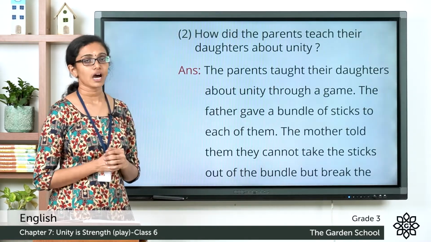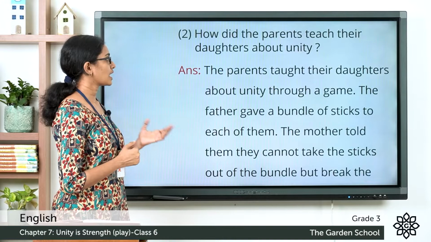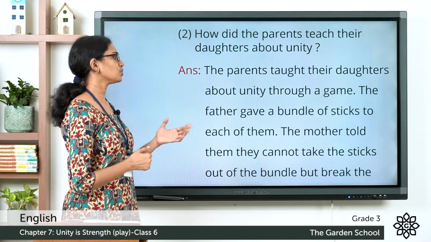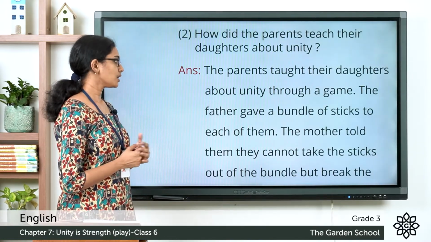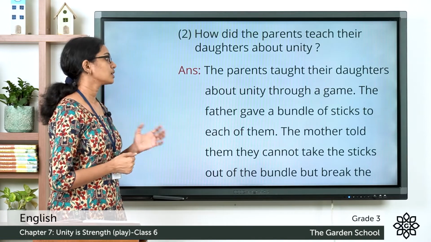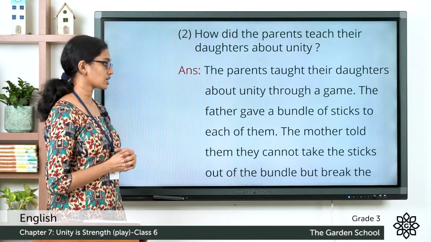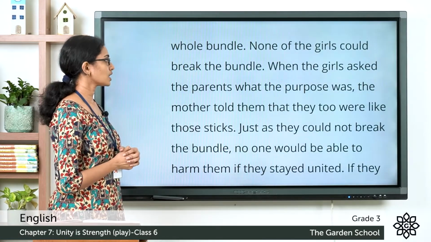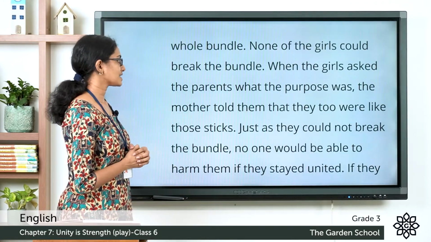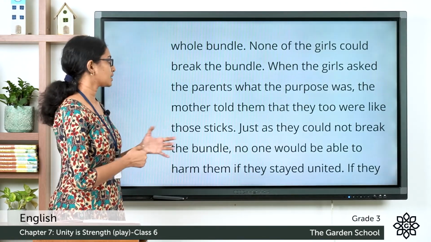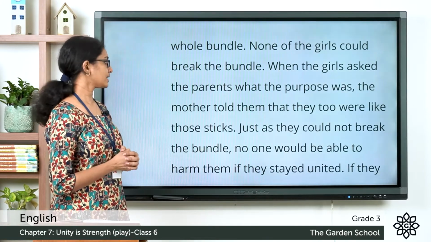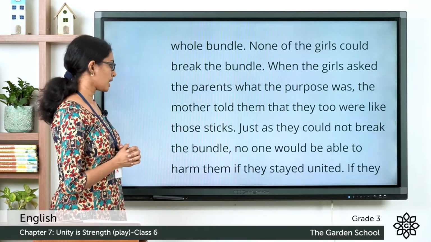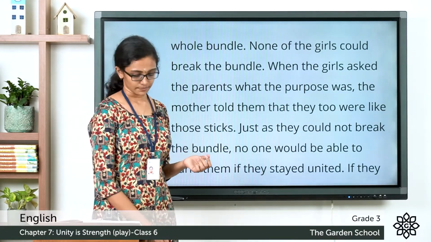Now let's see the next one. How did the parents teach their daughters about unity? The parents taught their daughters about unity through a game. The father gave a bundle of sticks to each one of them. The mother told them they cannot take the sticks out of the bundle but must break the whole bundle. None of the girls could break the bundle. When the girls asked their parents what the purpose was, the mother told them that they too were like those sticks. Just as they could not break the bundle, no one would be able to harm them if they stayed united.